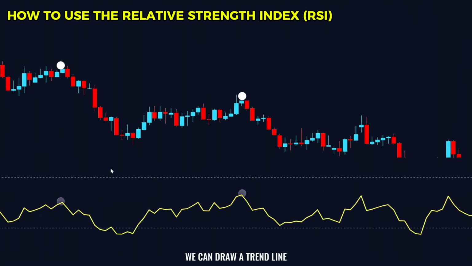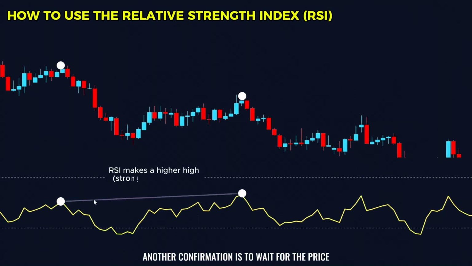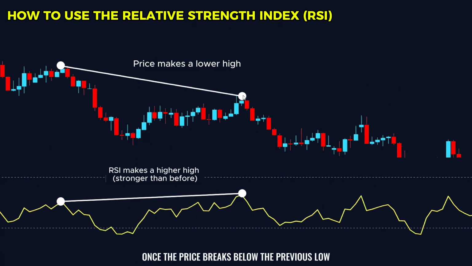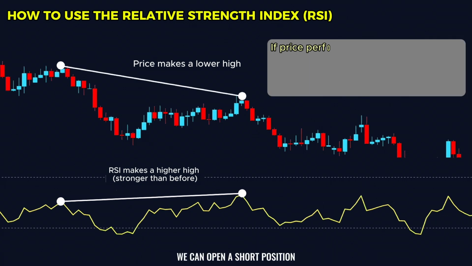We can draw a trend line. Once the price breaks below the trend line, it has a chance to continue moving lower. Another confirmation is to wait for the price to make a new low. Once the price breaks below the previous low, we can open a short position.